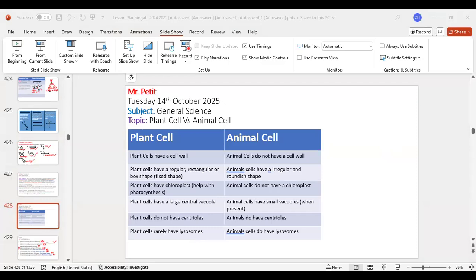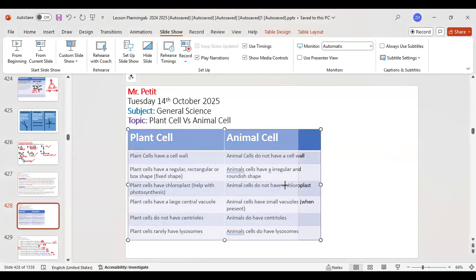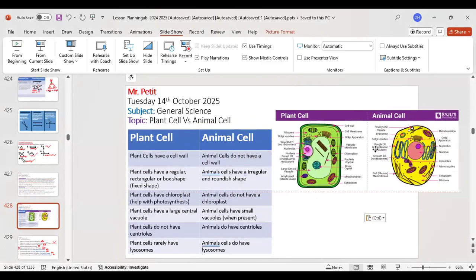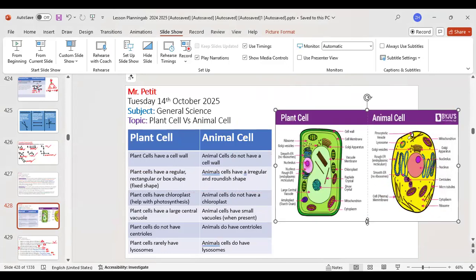So, but they do have similarities. We didn't talk about the similarities. Maybe we could do that some other time. But they do have similarities, and it's not all differences. They're quite similar in a lot of ways. So this is the plant cell and animal cell.